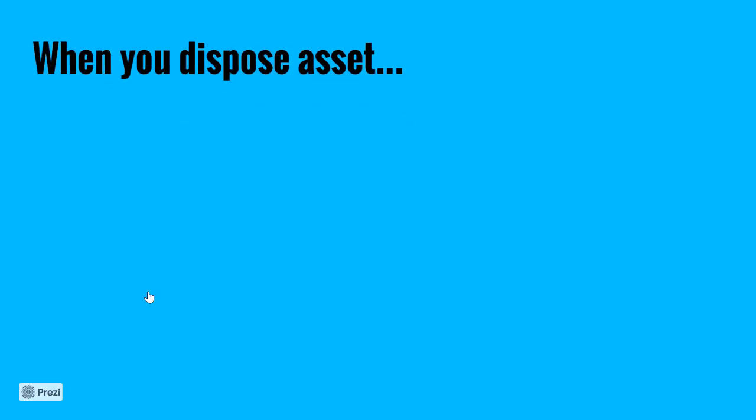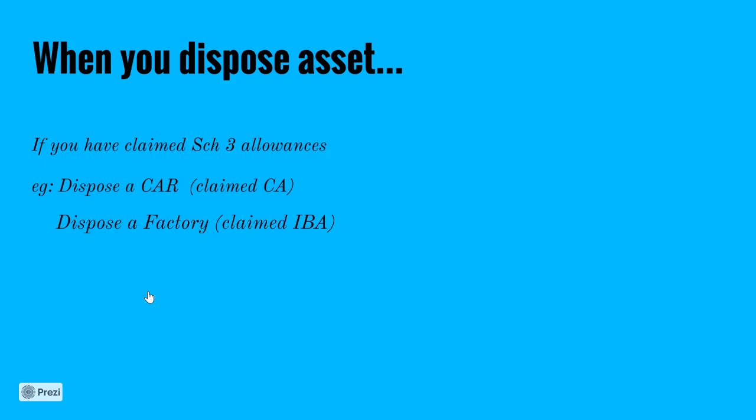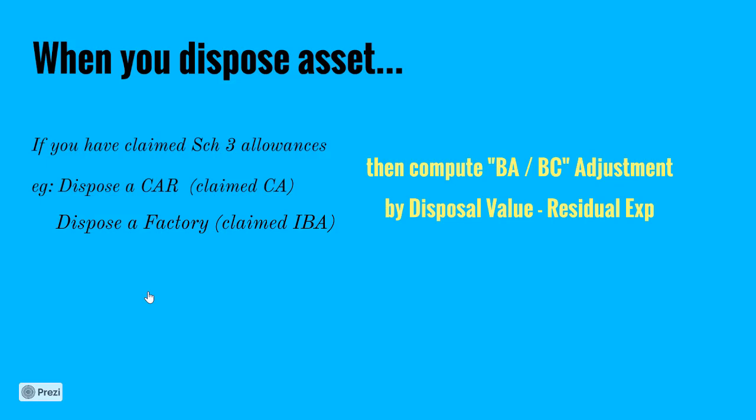Now, when you dispose of an asset, if you have claimed Schedule 3 allowances, let's say you've disposed of a car and claimed CA, or you've disposed of a factory and claimed IBA, you do need to compute the BABC adjustment, the balancing allowance or balancing charge adjustment. How do you do that? You take the disposal value, you minus the RE.